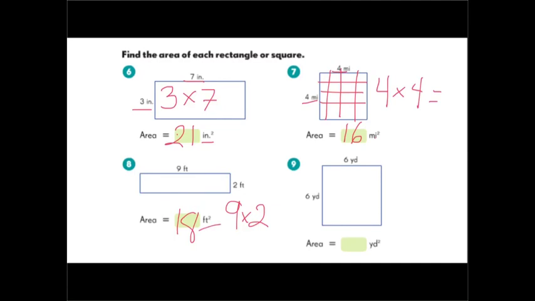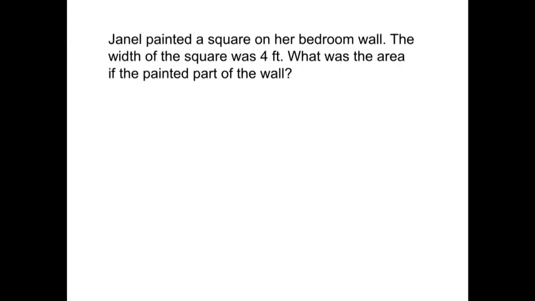Please do number 9 by yourself right now. How do you find it? It's 6 times 6, which is 36 yards squared. 36 square yards.